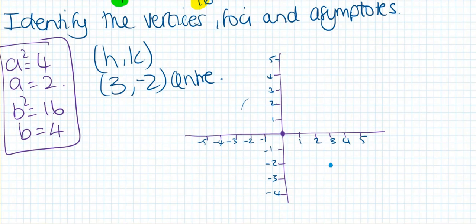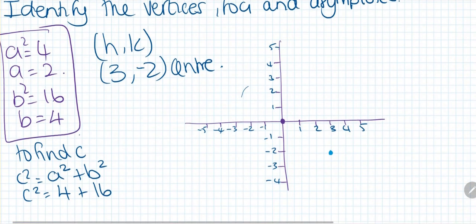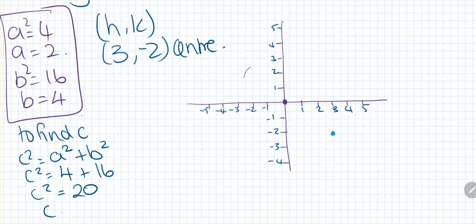Now we're going to look at C, so we can work out where the foci would be. To find C, C squared is A squared plus B squared. A squared is 4 and B squared is 16, so C squared is 20. C is going to be root 20, which is about 4.47.